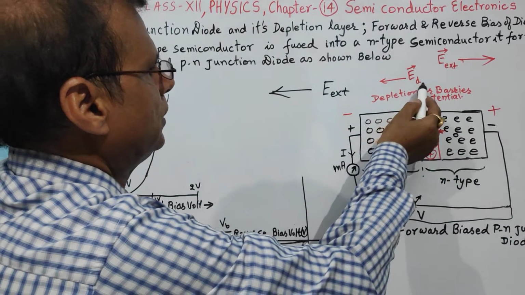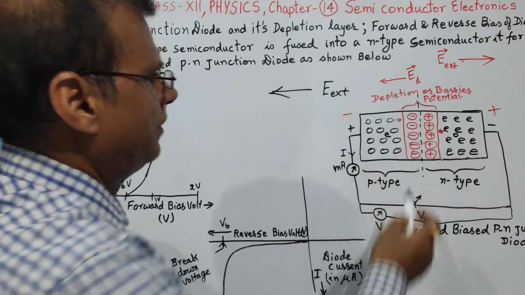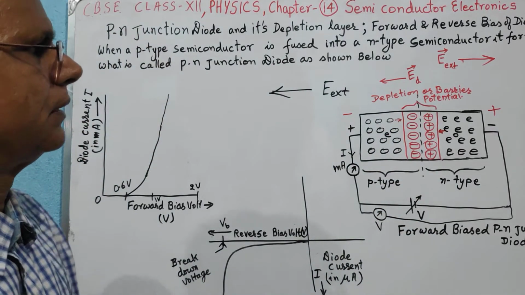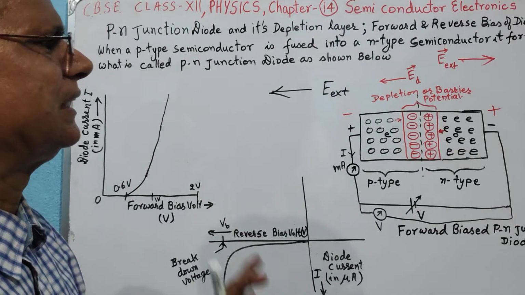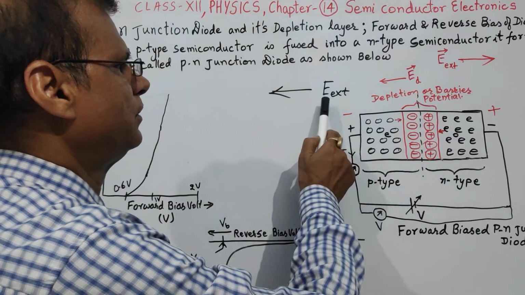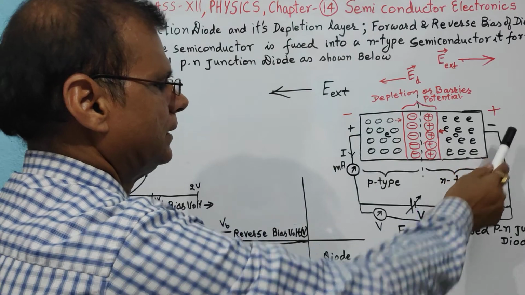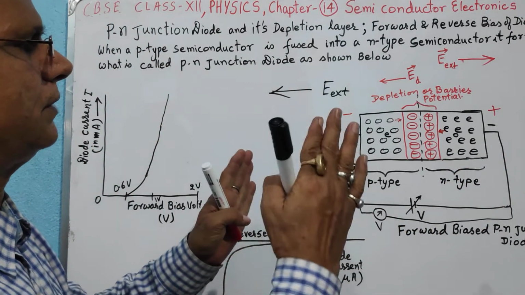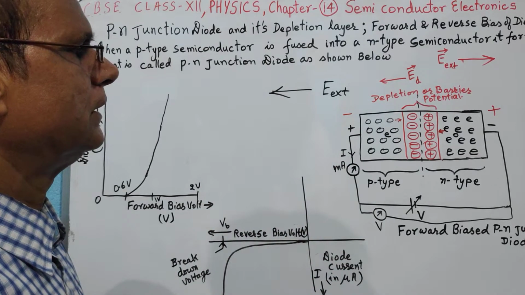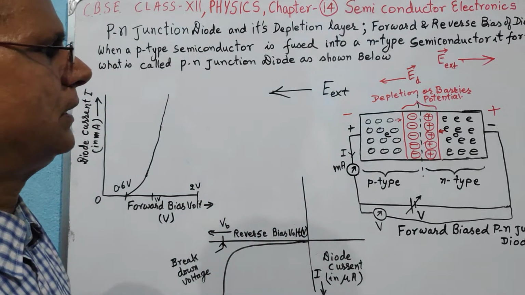So these two are now in the same sense, therefore the width of the depletion layer, the width of the barrier, is increased because it finds a favorable field with the external field applied across it, and the width of the depletion layer increases.